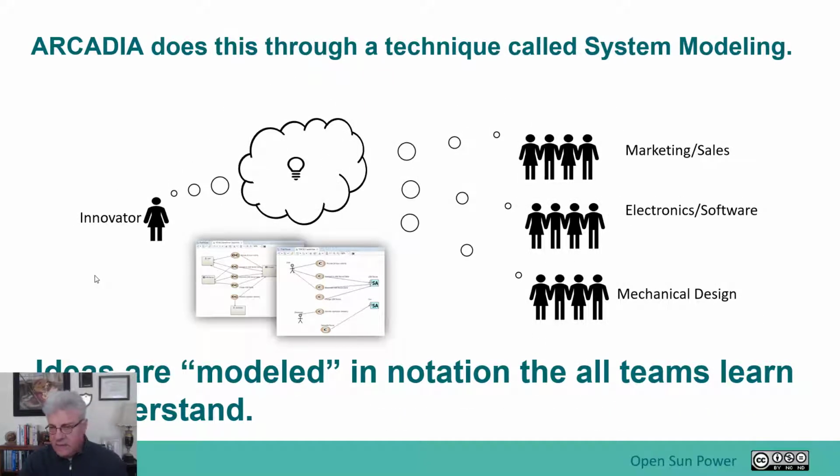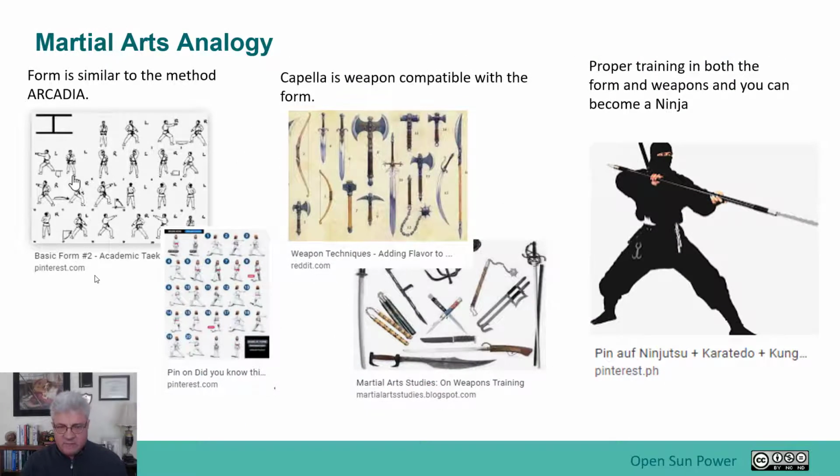Arcadia does this through a technique called system modeling. So basically, ideas are modeled in a notation that all the teams learn to essentially understand. Now, there's a simple analogy of this, it's kind of like a martial arts analogy, is that martial arts have things called forms that basically people would learn and use to learn how to move their body. And then Capella is basically a weapon that's compatible with that form. It's a tool that really helps you enhance that thing that you would have done before with a basic methodical approach.